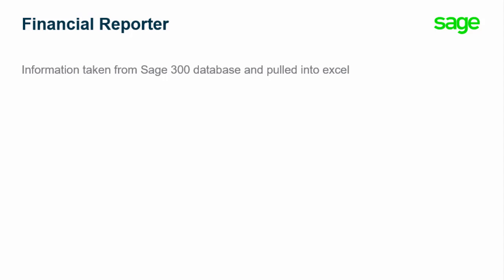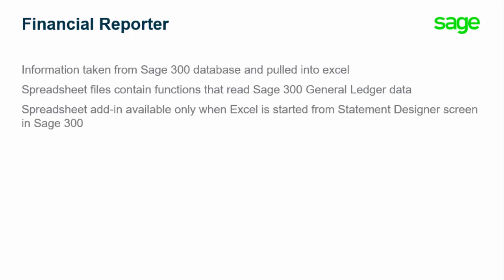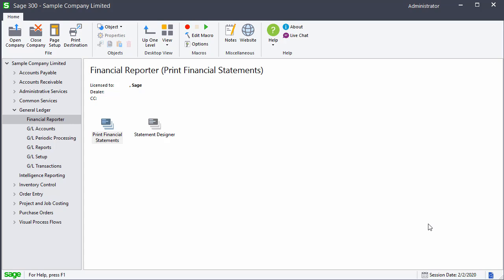All Sage 300 financial statements are generated in Microsoft Excel as a spreadsheet file. These spreadsheet files contain functions required to read Sage 300's General Ledger data. Please note, the statement add-in is available only when you start Excel from the Statement Designer in Sage 300. The Financial Reporter screen includes two options for working with financial statements. Select Print Financial Statements to print pre-designed financial statements, and select Statement Designer to create new statements.